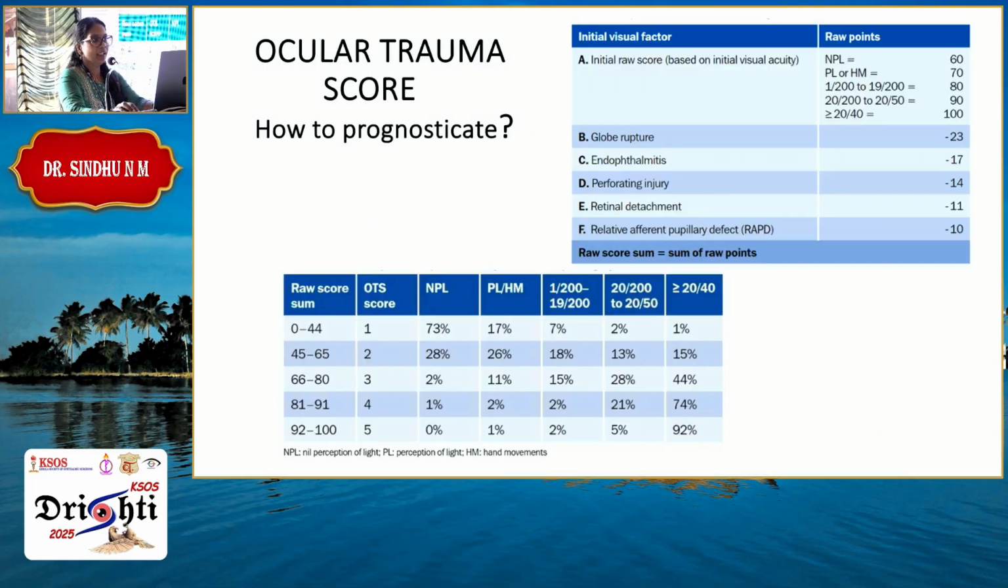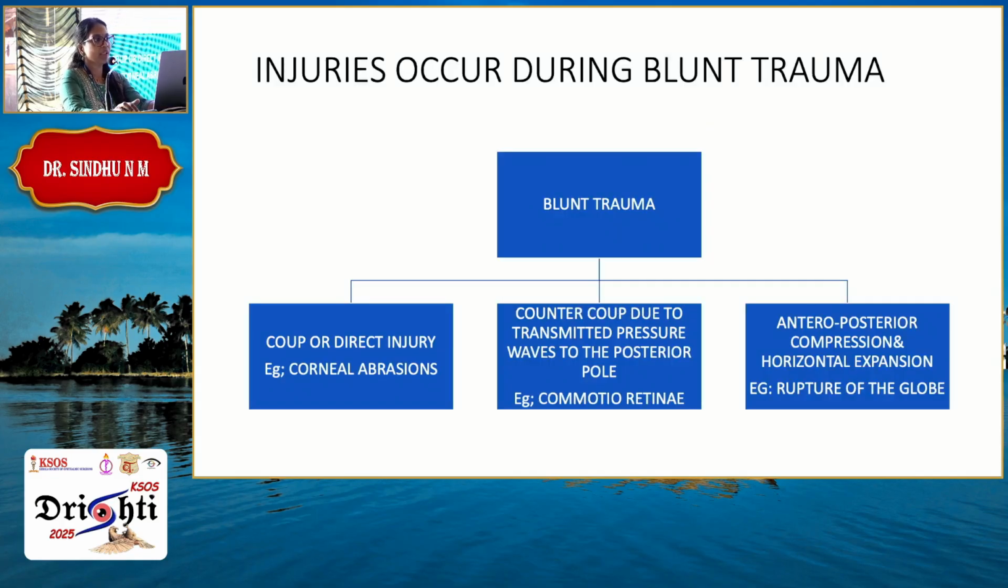How to prognosticate? The initial visual acuity at presentation is given points, and other factors like globe rupture, endophthalmitis, perforating injury, retinitis, retinal detachment and RAPD are considered. The total raw score sum is taken and an OTS score is given, and this will help us get an idea about the probability of the visual acuity outcome.